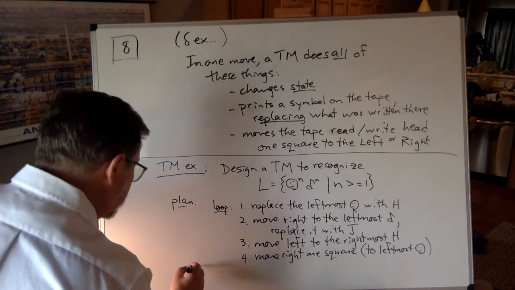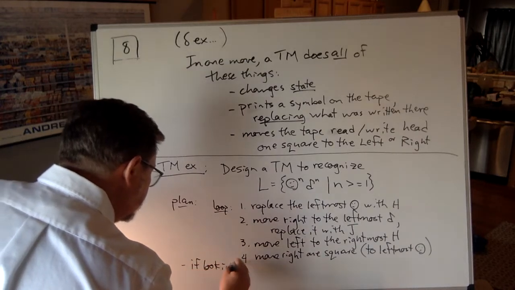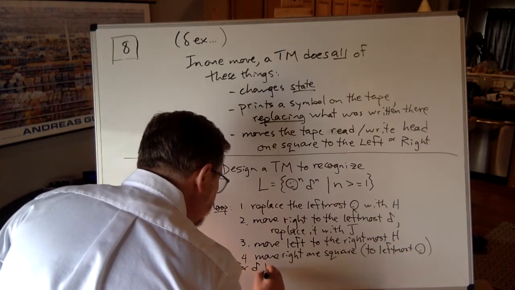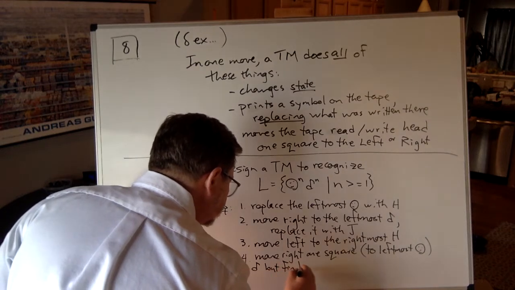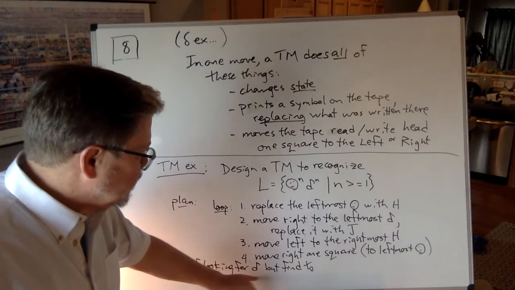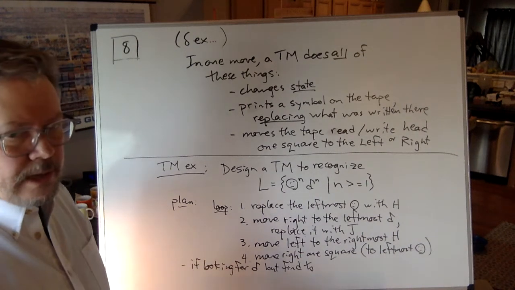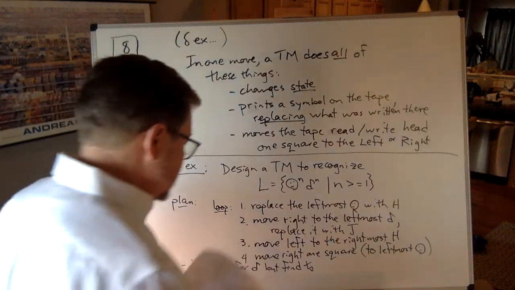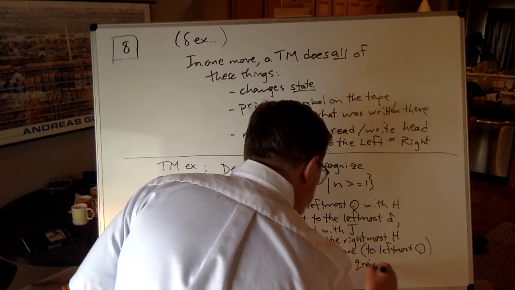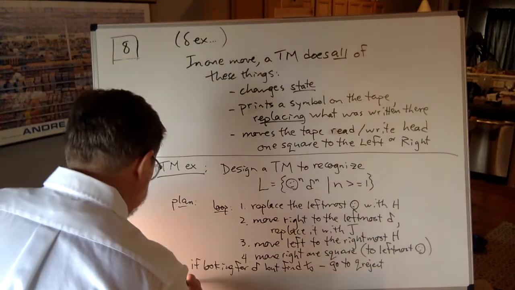How are we going to stop? Well, here's how we stop. If looking for, this goes beneath step four, by the way. If looking for joy, but find a blank. I'll have to read that back since these are getting scrunched down here. If looking for joy, but find a blank, it means I don't have enough joys to match with the happies that I've seen going through this algorithm. So I'll go to Q sub reject. You are not in the language, you original input string. So we'll go to Q reject, which is like a trap state.